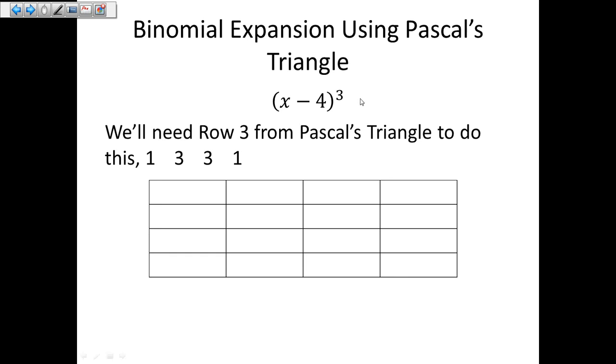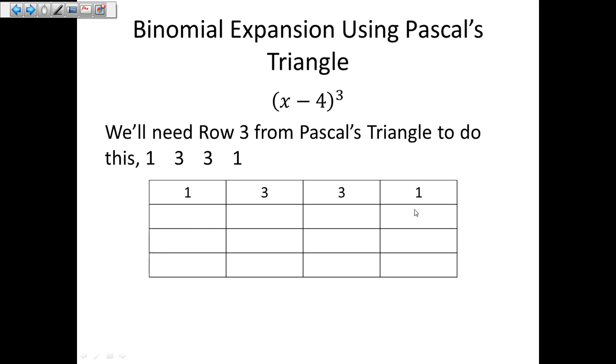Because we have a power of 3, that's the row that I need from Pascal's triangle. I need the third row from Pascal's triangle. Don't memorize row 3. Know how to create it. Look back in your notes. Row 3 is 1, 3, 3, 1. That's what goes in this top row, is row 3 from Pascal's triangle.